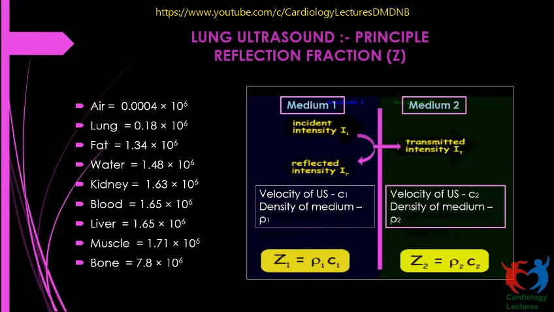So there are different reflection fractions for different media like air and lungs. That's why whenever the ultrasound travels from one medium to the other medium, there will be an incident intensity, then the reflected intensity of the ultrasound wave, and some waves will travel through the medium, that means transmitted through the medium, that will be called the transmitted intensity. So Z1 is the impedance of the first medium, and Z2 is the impedance of the second medium.